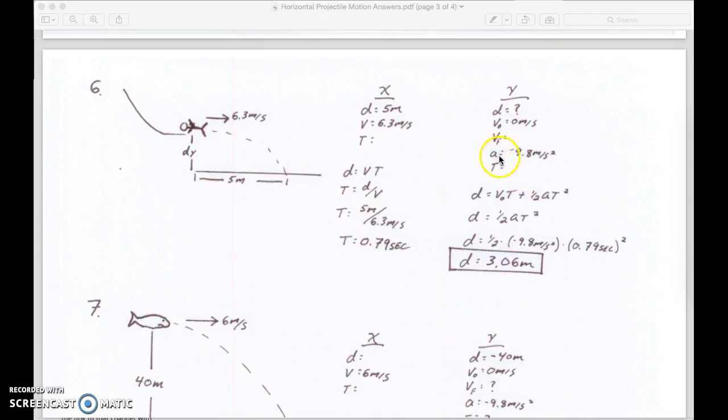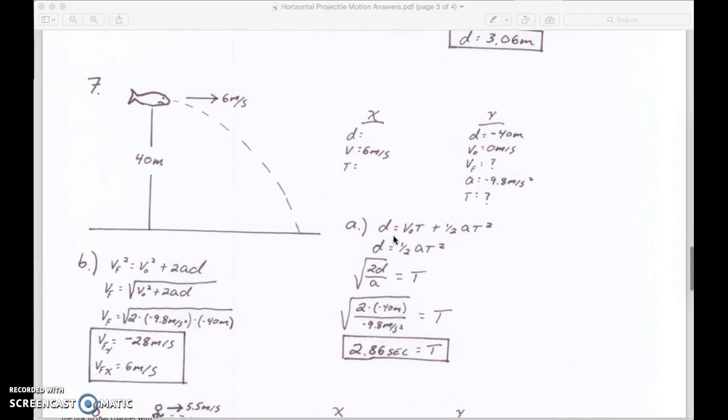We can use that in the Y direction now. Pick the equation that does not have VF in it. That's right here, D equals V naught T plus 1/2 AT squared. V naught is 0, so our equation just becomes D equals 1/2 AT squared. So plugging in my numbers, D equals 1/2 times negative 9.8 meters per second squared times 0.79 seconds, square that number, and I should get a displacement that should be negative 3.06 meters for the displacement of the person, but the question was asking how high is the slide above the water, so 3.06 meters as a positive is an acceptable answer.